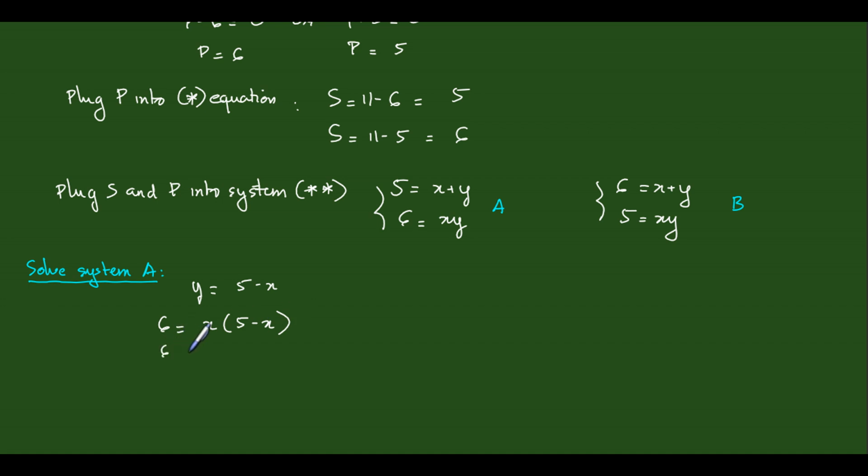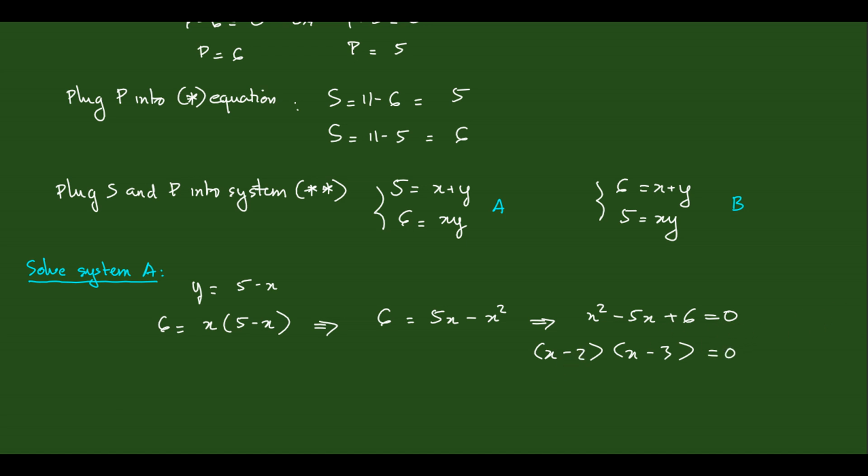Let me do it over here so that we can save some space. So my equation becomes 6 equals 5x minus x squared, right? So I can reorder them, so I can have x squared minus 5x plus 6 equals 0. And now you can factor them out. So you have (x minus 2)(x minus 3) equals 0.